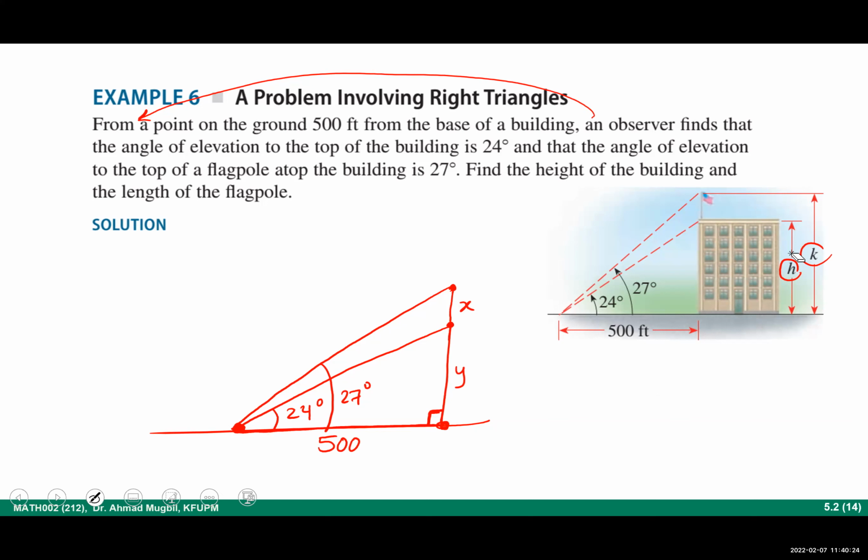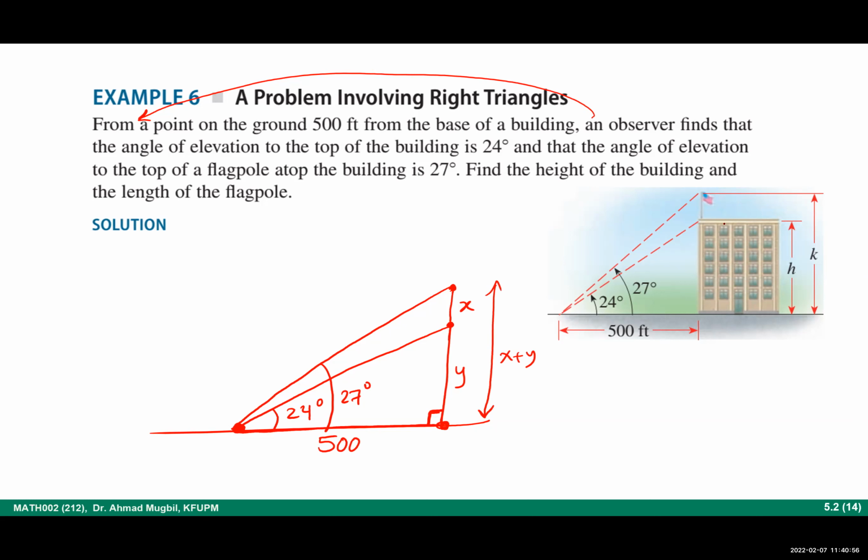So what he did here, he assumed that the building height is H, and the height of the building and the flagpole together is K. So what will then be the length of the flagpole? The flagpole will be K minus H. I think my idea is also not bad. You just need to add that this is X plus Y. You can use this approach or that approach. It's the same idea.